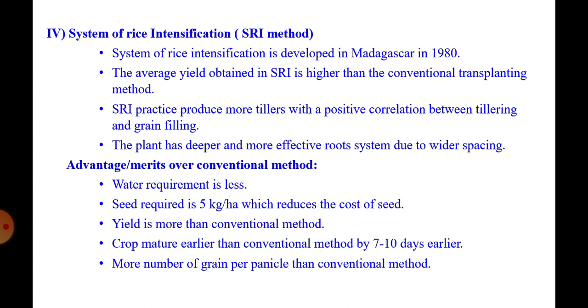Some advantages or merits of the SRI method are there over the conventional method. Water requirement is less. Seed requirement is 5 kg per hectare, which reduces the cost of seed. Yield is more than the conventional method. Crop matures earlier than the conventional method, by 7 to 10 days. More number of grains per panicle than the conventional method.